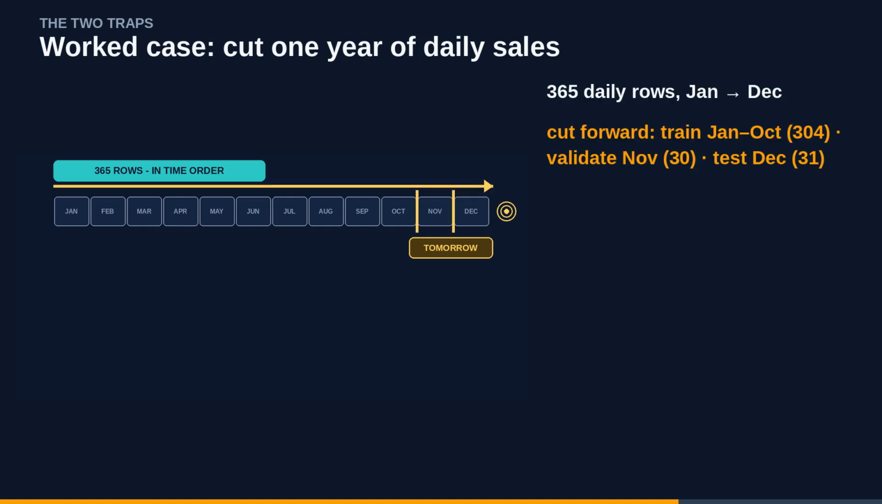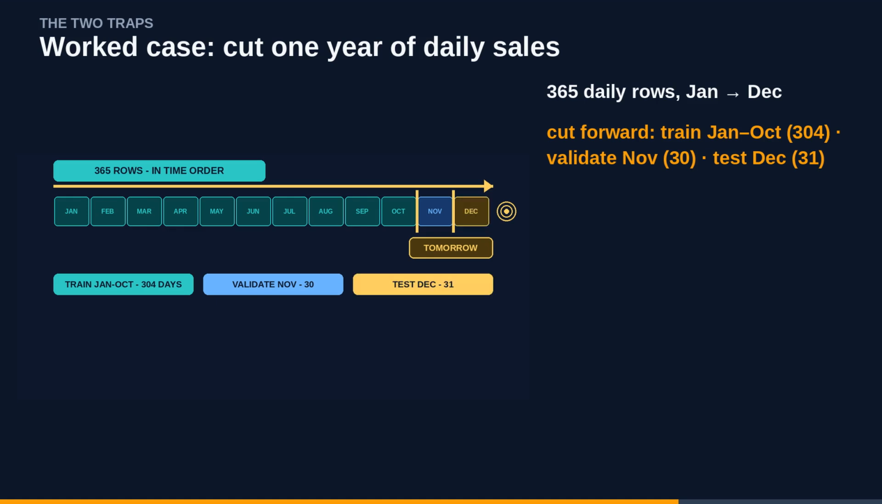Train on January through October, 304 days. Validate on November, 30 days. Test on December, the last 31 days, standing in for the future.